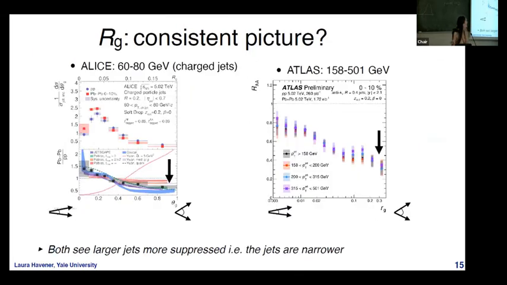So you can ask, is this picture consistent between the ALICE and the ATLAS measurement despite this normalization difference? Now I'm showing the ATLAS result, RAA as a function of RG. And you can see that the wider jets are more suppressed, indicating that the jets are narrower at a fixed pT. So both of these results are showing this narrowing picture.